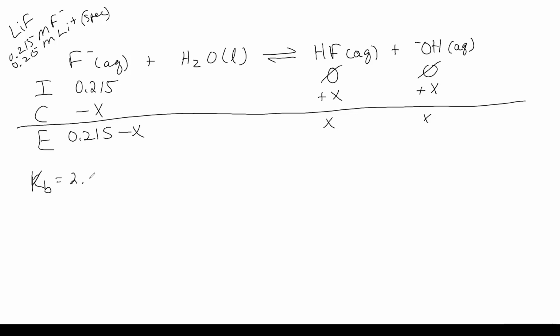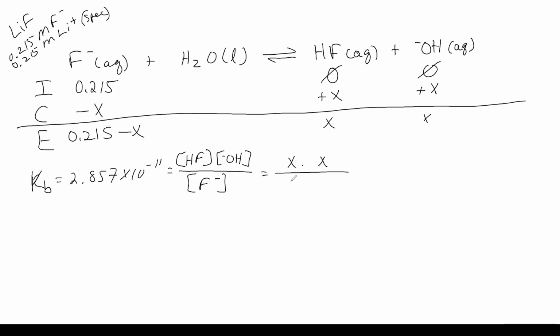And let's write our value, 2.857 times 10 to the negative 11. And then our expression, remember, it's products over reactants. So it's going to be the concentration of HF, concentration of hydroxide, over the concentration of fluoride anion. Okay. And now let's go ahead and put in our values from our ICE table. And we end up here. Okay. So now let's go ahead and do the math.